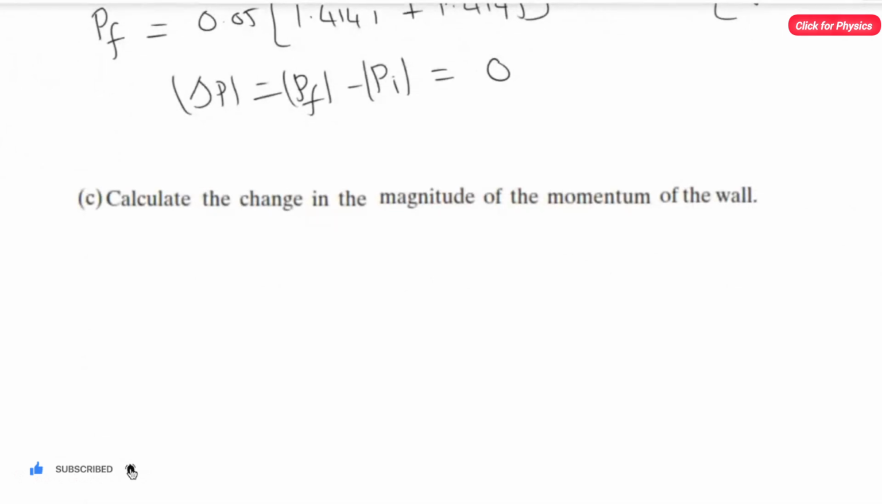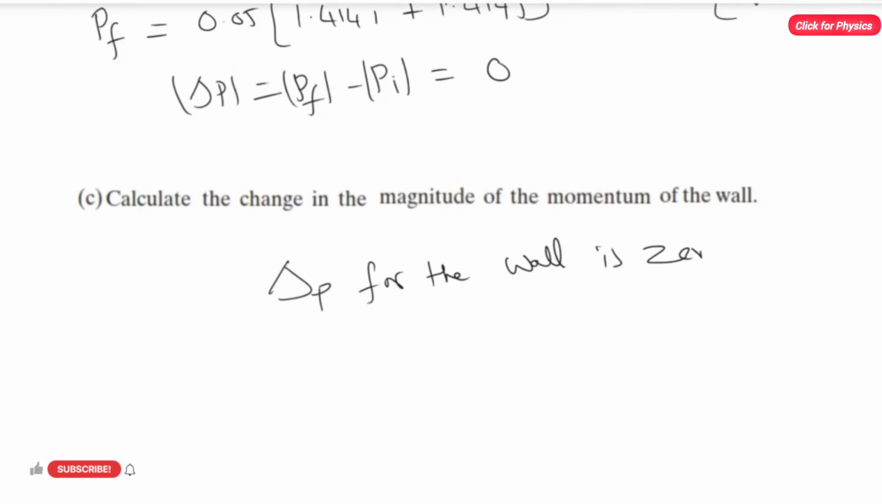Now we have to answer the last question: calculate the change in magnitude of the momentum of the wall. What is the momentum? The wall is stationary, it is not moving. If any object is moving, only then you will get momentum. But the wall is stationary, it is fixed. So the delta P for the wall is 0, because it is not moving. So the momentum for the wall is 0. The answer for the third question is simply delta P for the wall is 0. That's it. This is the answer for this question. Thank you.